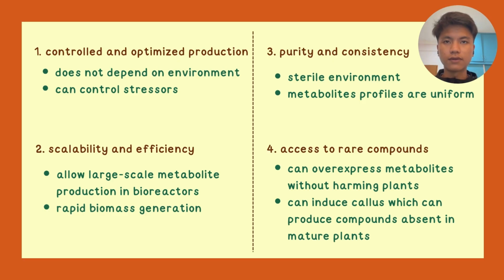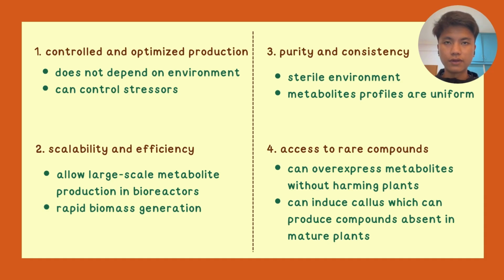The second reason is scalability and efficiency. So in vitro methods allow large-scale production in bioreactors, so this can help us achieve more yields, and these methods also accelerate biomass production. The third reason is purity and consistency. Contamination can be prevented through in vitro methods, and it also ensures batches of metabolites produced to be standardized.